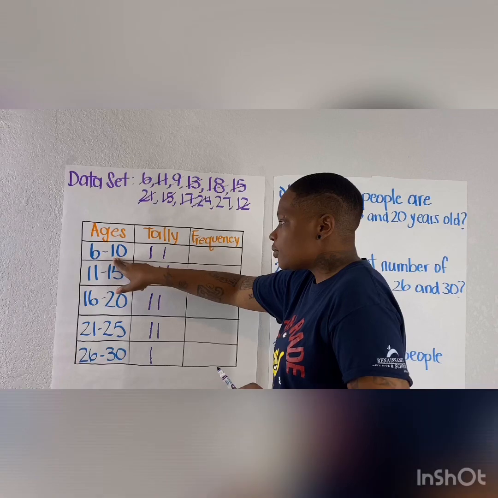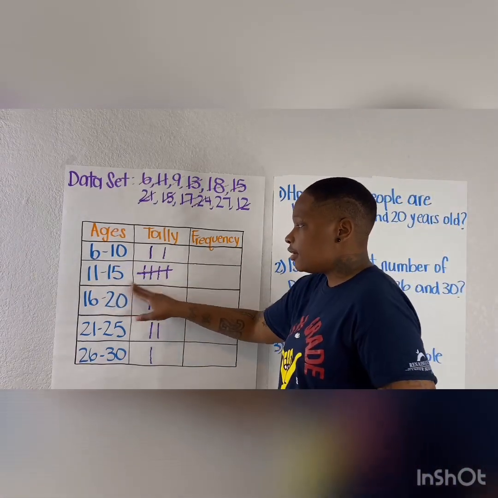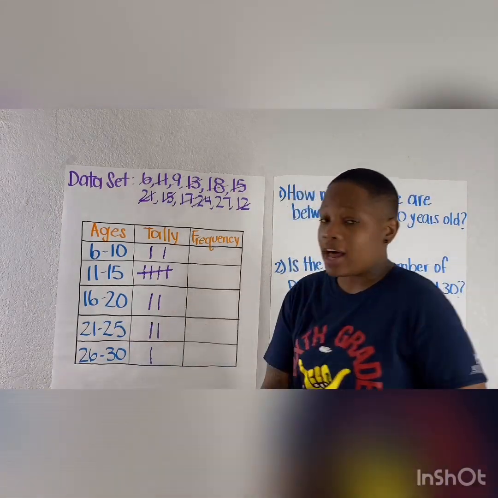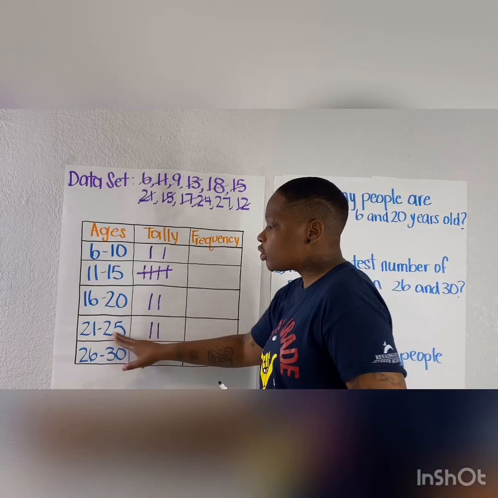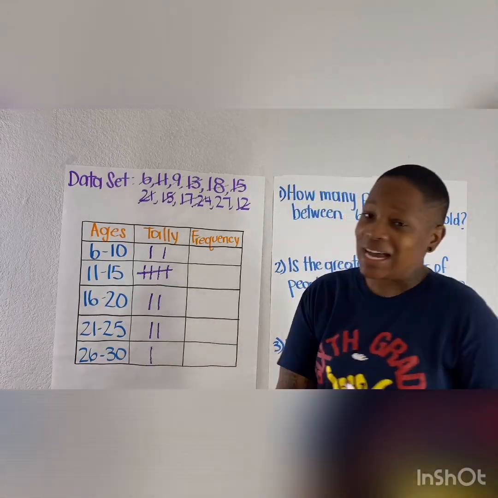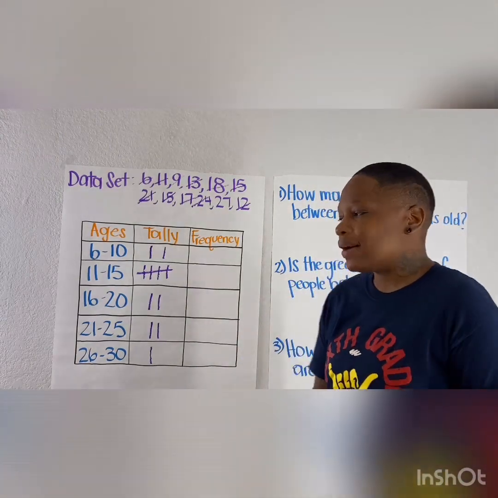For ages 6 through 10, you should have gotten 2 tallies. For ages 11 through 15, you should have gotten 5 tallies. For ages 16 through 20, you should have gotten 2. For ages 21 through 25, you should have also gotten 2. And from 26 to 30, you should have gotten 1. If you got any of those incorrect, no worries, I'll show you how I got my tallies.